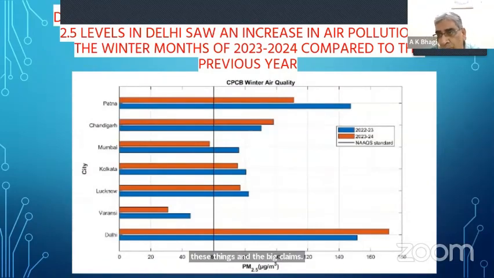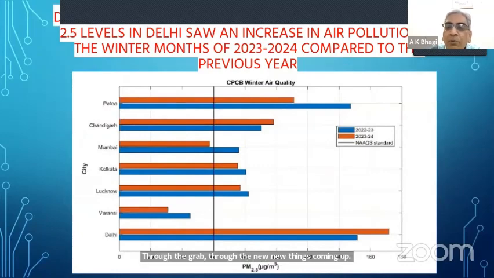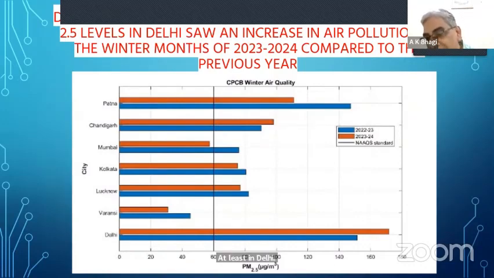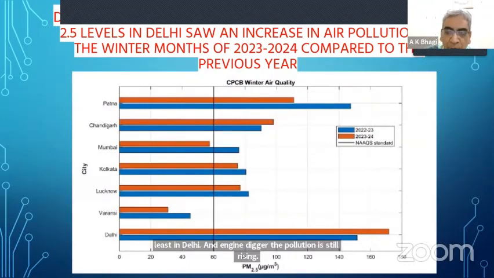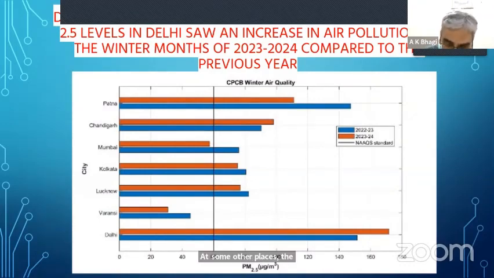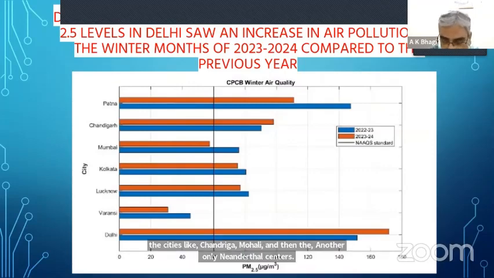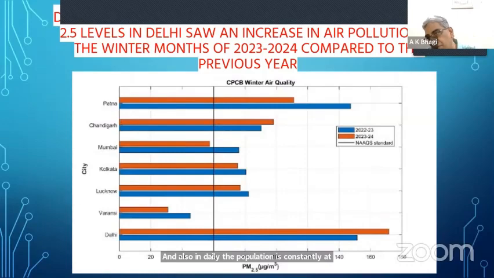And you see, in spite of doing all these things and the big claims through the GRAP, through the new things coming up, you find that from 2022-23 to 2023-24, at least in Delhi and in Chandigarh, the pollution is still rising. At some other places like Mumbai, Kolkata and Lucknow, pollution levels have reduced because of the implementation of GRAP. But still, because of the population constantly increasing in cities like Chandigarh, Mohali, and other nearby Huda centers, and also in Delhi, and because whatever measures we have taken are not sufficient, the pollution levels are still going up.